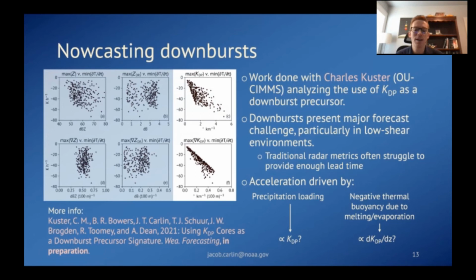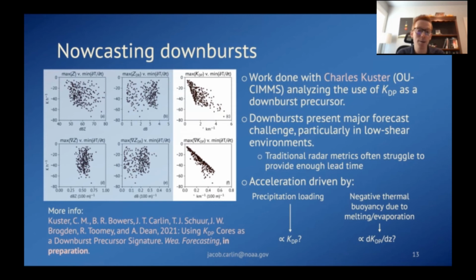And our hypothesis was that precip loading might be proportional to KDP, which would really mirror how KDP is used for things like QPE. And that the cooling due to melting would really be proportional to the gradient of KDP, because with melting, we're getting an increase in liquid water content, which should drive up the KDP. And so what's shown here in the highlighted boxes are the maximum KDP versus cooling rate, and then the gradient of the KDP versus cooling rate.